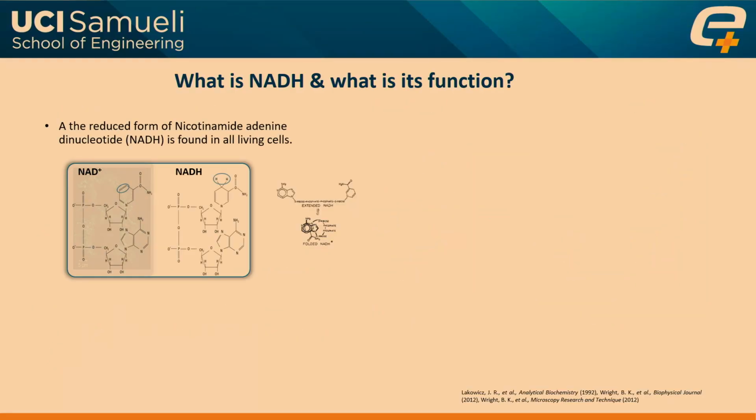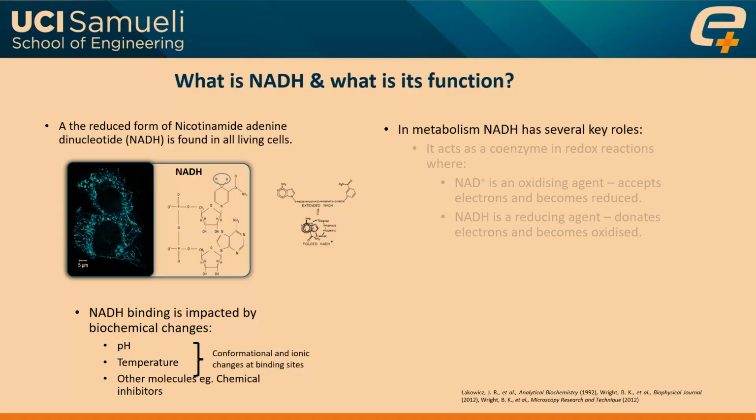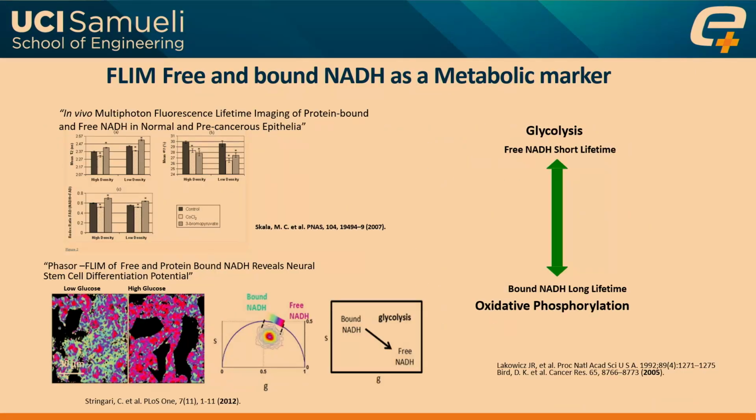I'm not going to go into all the details, but suffice to say that NAD plus is not fluorescent, and it's very hard to distinguish the lifetime of NADH and NADPH. So in case you're wondering about that in the audience, the higher fraction that is made by the cell is NADH, not NADPH.